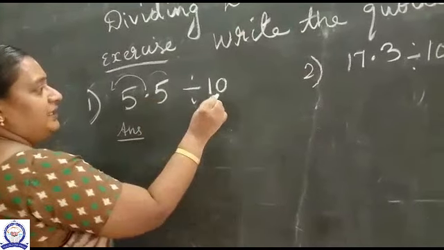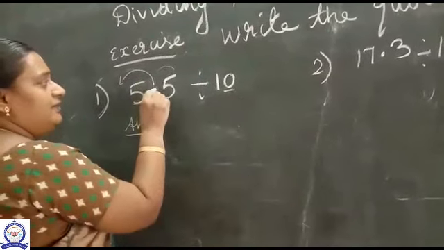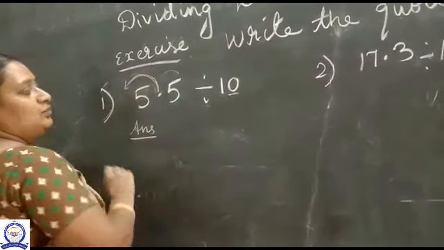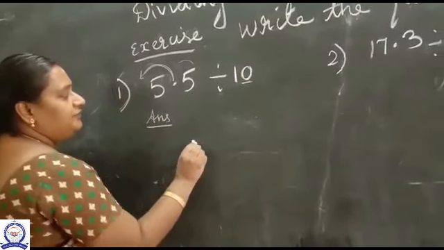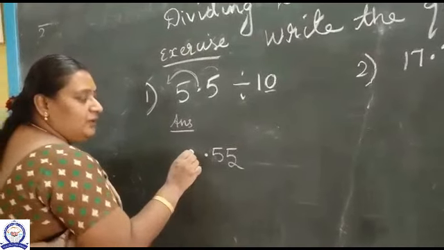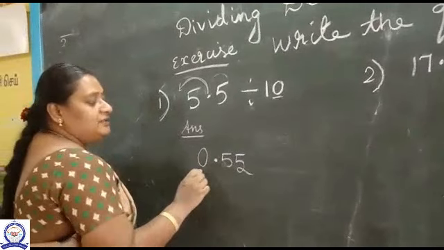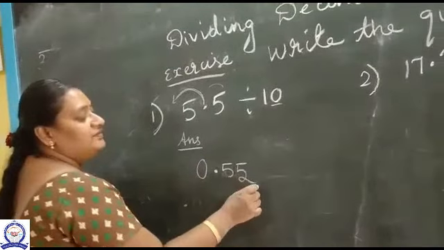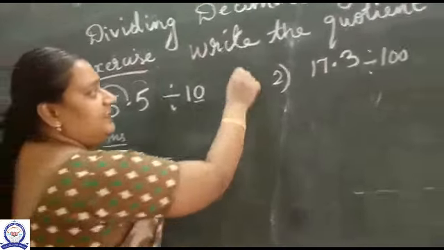So 5.5 divided by 10. So 10 ல ஒரு 0. So point வந்து left side ஒரு place move ஆகுது. So 0.55 is the answer. So point முன்னாடி empty ஆகுறதுனால we have to add 1 0. So 0.55 is the answer.